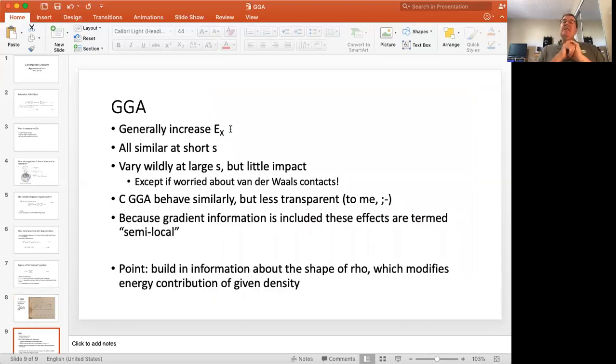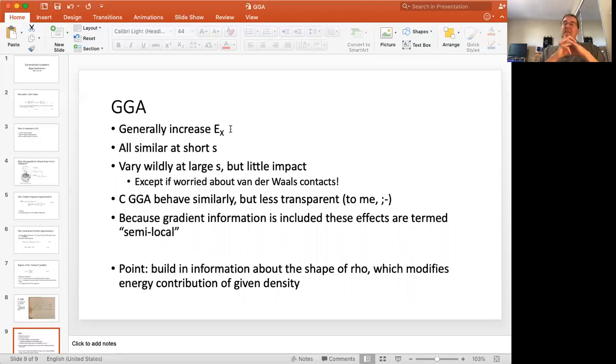The GGA generally at small s tends to increase the exchange energy, EX. They're all pretty similar at small s. They vary wildly at large s, but that's little impact, except if you're worried about van der Waals contacts, and we will come back to that. There is energy density that you care about, and those radically different values give you kind of nonsense. Correlation GGA behaves similarly, but they're much less transparent to me, so I'm not going to make a big deal. If you want to talk about it, we can.